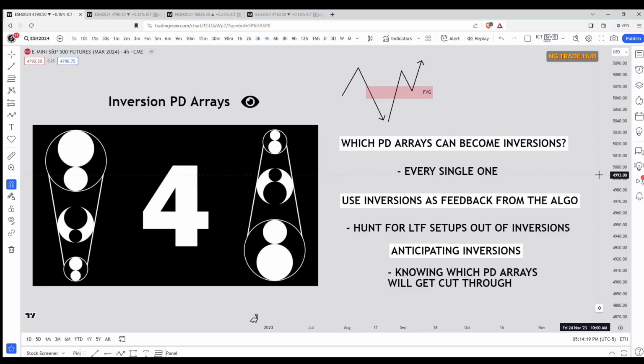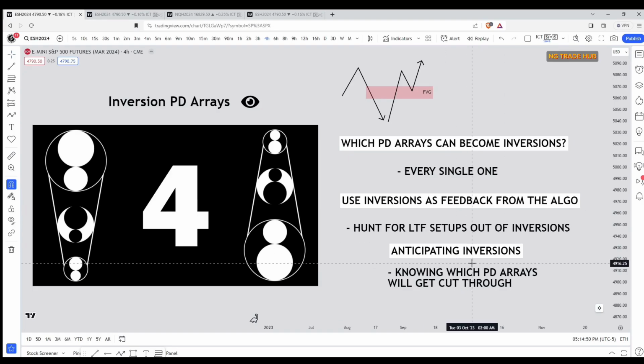The next thing I have written down is using inversions as feedback from the algo. So we can utilize inversions to measure order flow. We want to see which PD arrays are being disrespected. And once we get that and we can gauge a draw on liquidity, which we talked about in episode 3, we can hunt for lower time frame setups out of these inversion PD arrays. And you will see change in the state of delivery occur within PD arrays from the sell side of the curve if price is on the buy side of the curve. We're going to be diving into picture examples and real chart examples, so stay tuned.